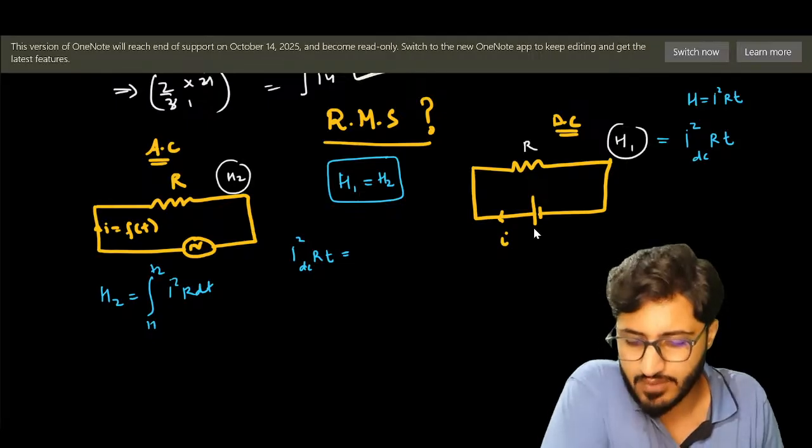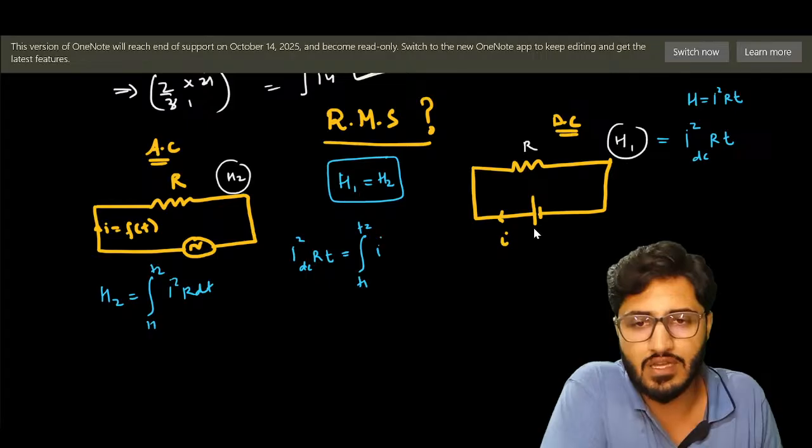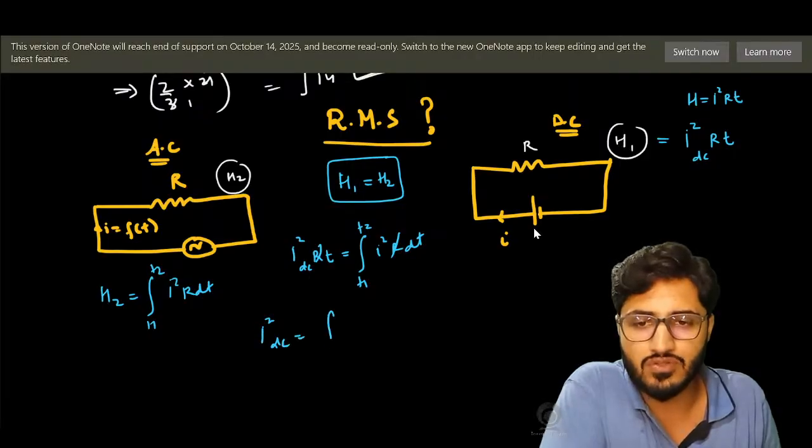Thank you, beta. So we have I square RT equals the integral from T1 to T2 of I square R dt. R cancels out. Okay. So can I write now I square DC equals the integral from T1 to T2 of I square dt, whole divided by T?